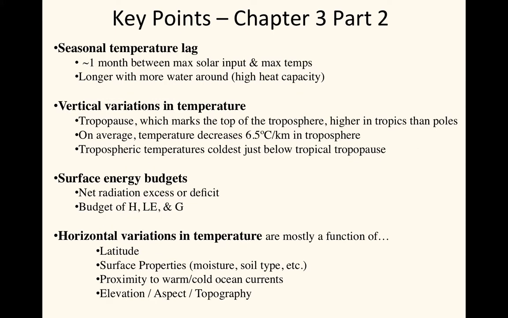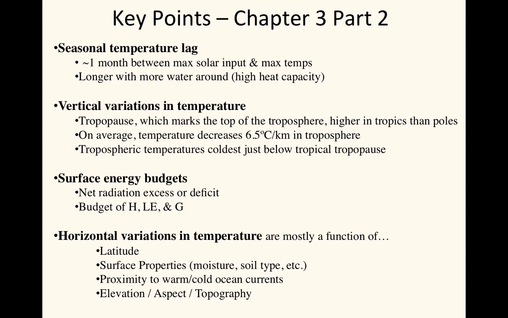Key points from this recording, part 2 of chapter 3: there's a seasonal temperature lag, about a 1-month period between the maximum solar input, the summer solstice in the northern hemisphere, and the maximum temperatures. It's about a month over land surfaces, but much longer as you get closer to the ocean, because the oceans have high thermal inertia. Vertical variations in temperature: the tropopause, which marks the top of the troposphere, is higher in the tropics than the poles. On broad brush average, the temperature decreases 6.5 degrees Celsius per kilometer as you go up in the troposphere. The tropospheric temperatures are coldest just below the tropical tropopause.